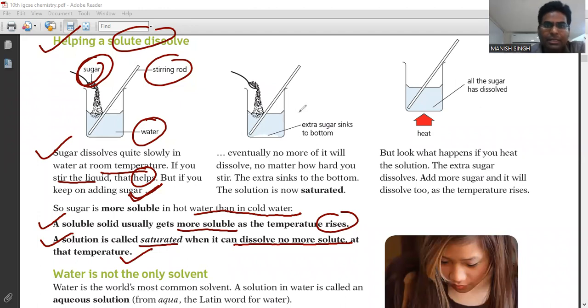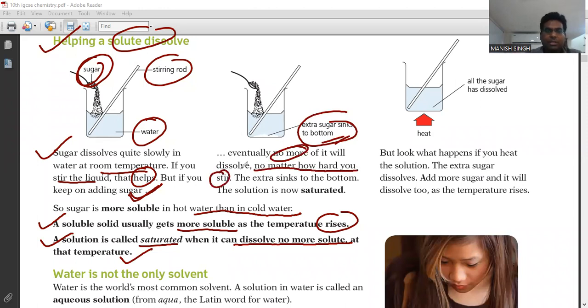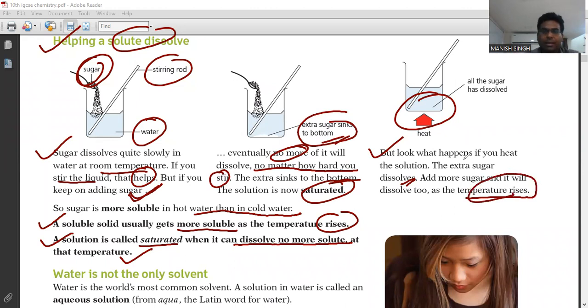Right. Now look at the next point. Extra sugar sinks to the bottom. Eventually, no more of it will dissolve, no matter how hard you stir. The extra sinks to the bottom. The solution is now called saturated. Right. This is your heat. But look what happens if you heat the solution. Extra sugar dissolves. Add more sugar and it will dissolve too as the temperature rises, right?